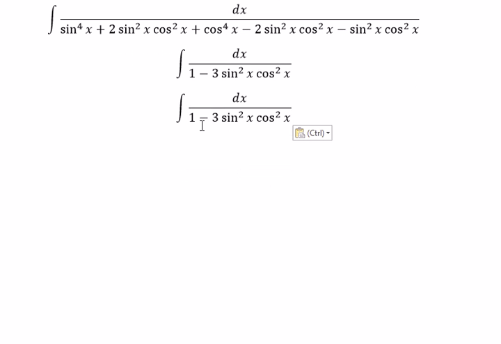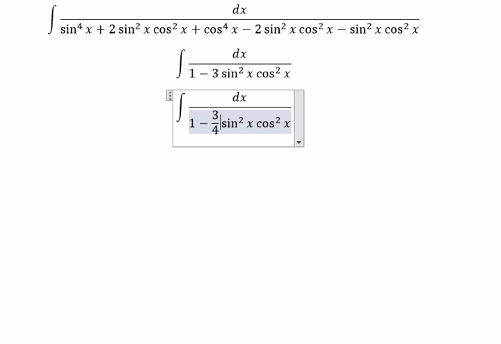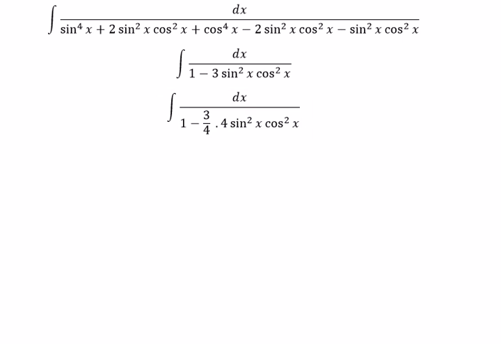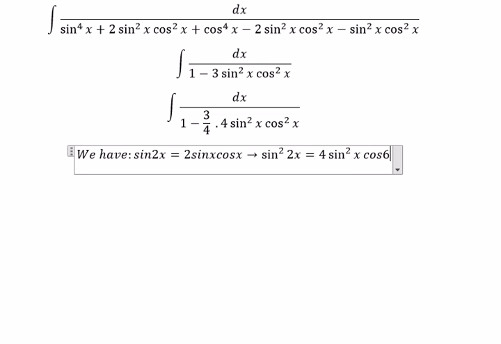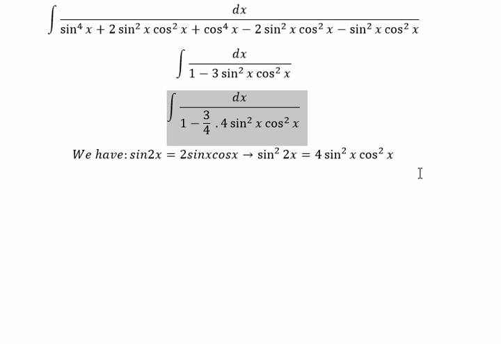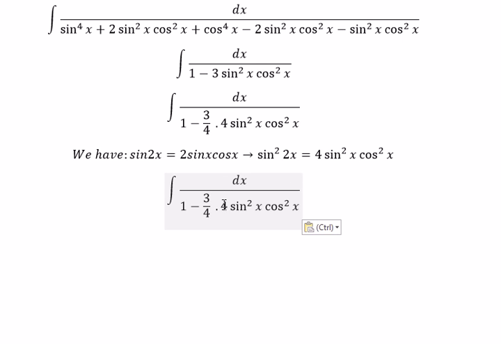Next, we put 3 over 4 multiplied with number 4, and we have sine 2s equal to 2 sine s cosine s. But now if we put the square on both sides, you will get 4 sine s square cosine s square. And now this one we change to sine 2s square.